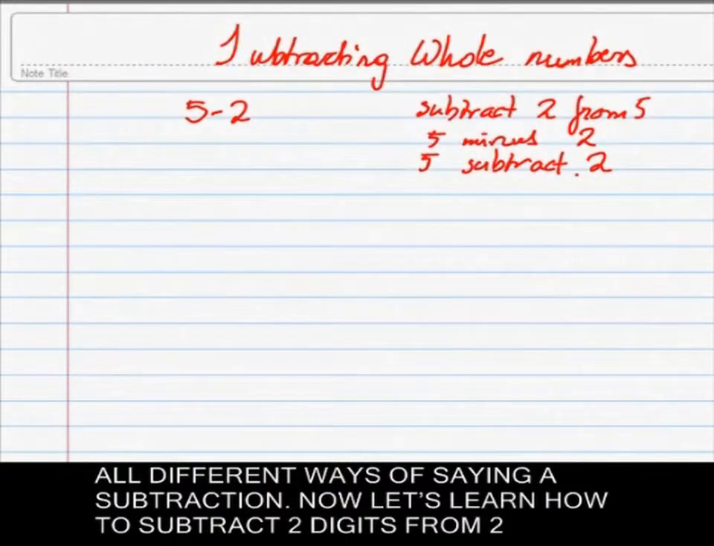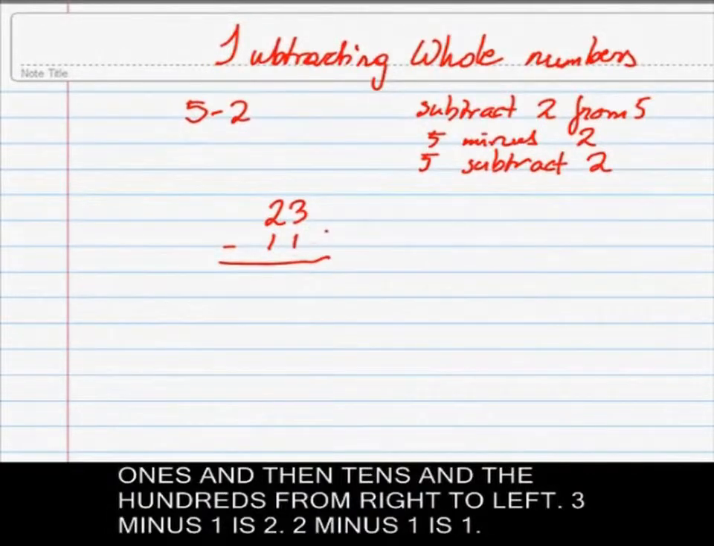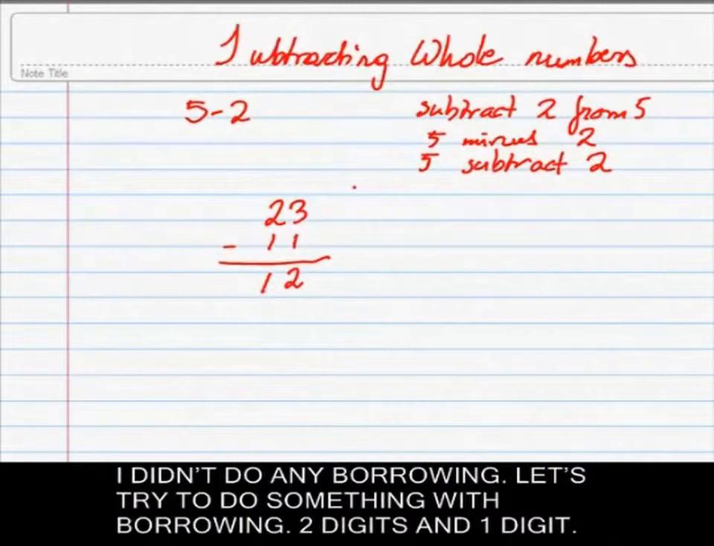Now let's learn how to subtract 2-digit from 2-digit without borrowing first. You just have to line up the ones and then subtract the ones, and then the tens and the hundreds, from right to left. 3 minus 1 is 2. 2 minus 1 is 1. I didn't do any borrowing.